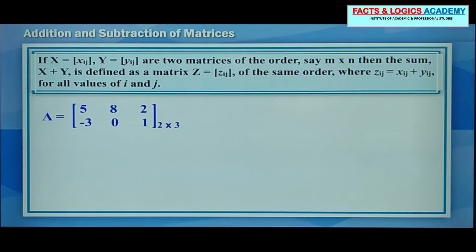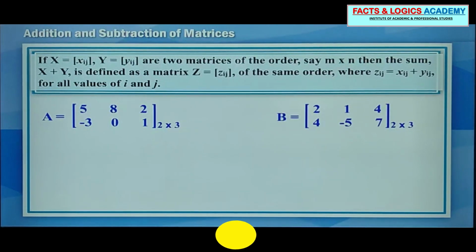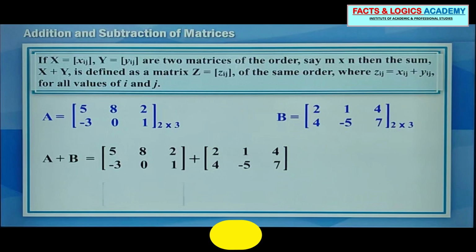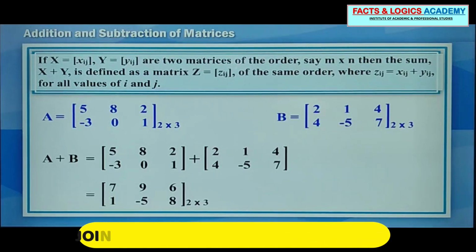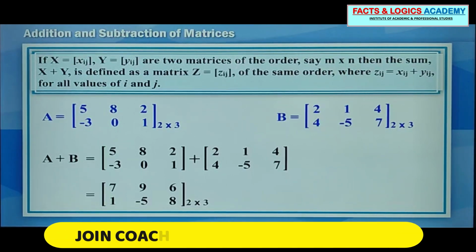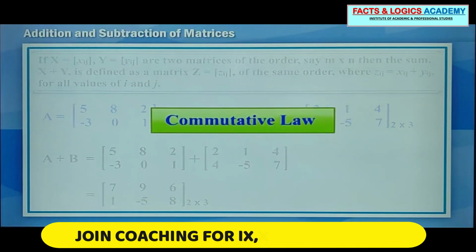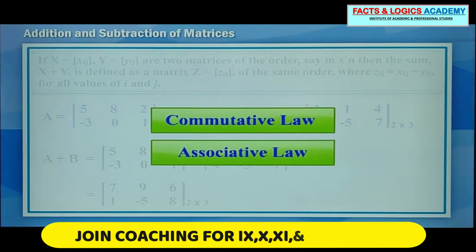An example of the addition operation over two matrices A and B is as shown here. The sum operation is shown here. Every element of A is added to the corresponding element of B. The sum of the matrices A and B is as shown. The addition operation over matrices satisfies the commutative law and the associative law.